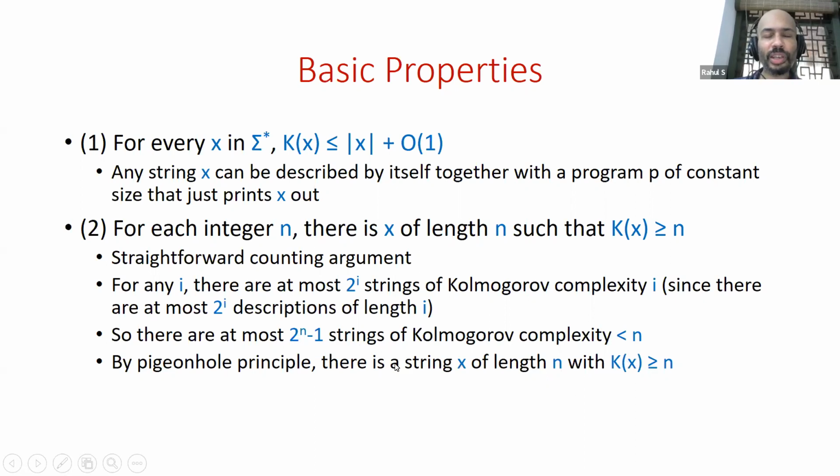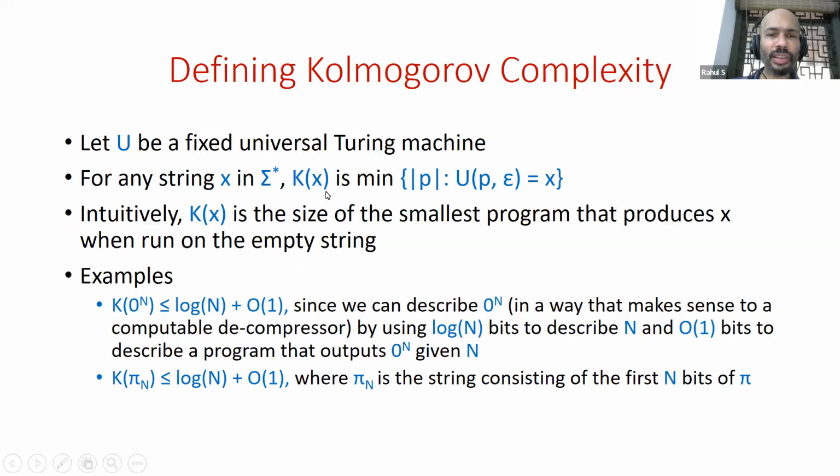So in fact, you can strengthen this to say that at least half the n-bit strings will have Kolmogorov complexity at least n minus 1, and there are even stronger versions of that. So what we've done here is define a complexity measure of individual strings. It's Kolmogorov complexity. And how does this relate to our framework using compressors and decompressors?